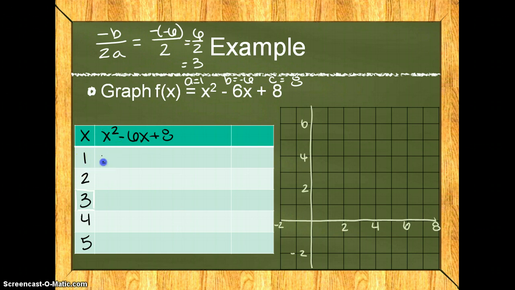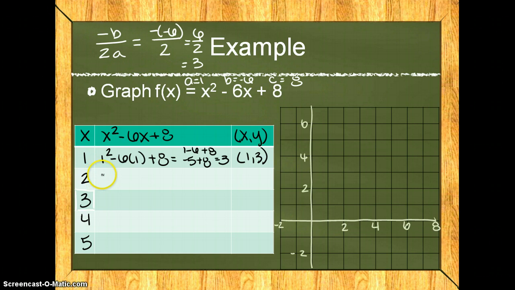So for the first one, we get 1 squared minus 6 times 1 plus 8, which would be equal to 1 minus 6 plus 8, which is negative 5 plus 8, which is 3. Therefore, one ordered pair is 1, 3. And remember, all ordered pairs are x comma y.